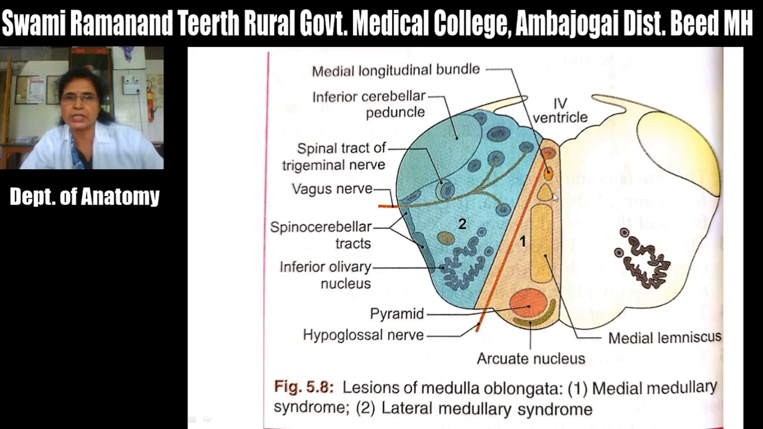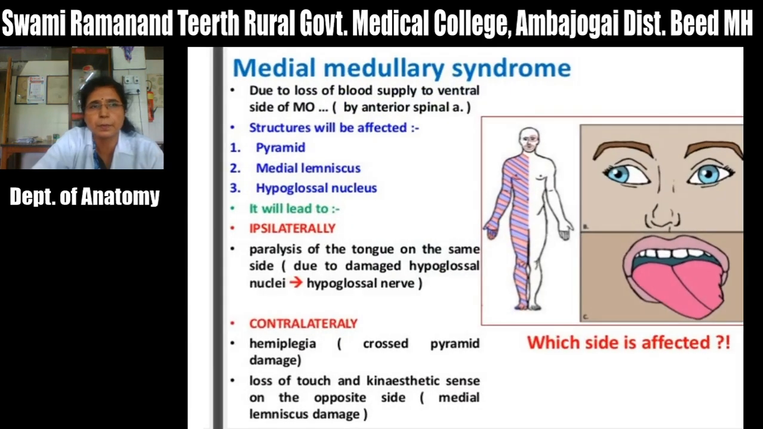So medial medullary syndrome means a lesion of the anterior spinal artery causes damage to this median area, which leads to signs and symptoms. The posterolateral part is supplied by the posterior inferior cerebellar artery, and damage to the various structures in this posterolateral area leads to signs and symptoms called lateral medullary syndrome. First we will see medial medullary syndrome. Many times there are short notes on medial medullary syndrome and lateral medullary syndrome in your examination.